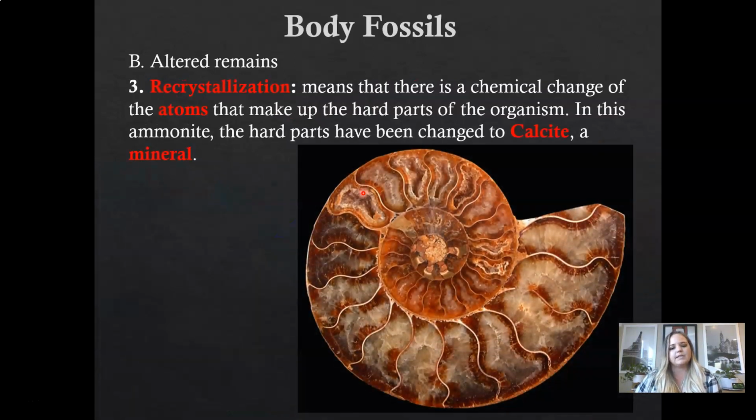So then we have recrystallization, which takes whatever the chemical component of the hard parts was originally of the organism, and it basically recrystallizes. For instance, an ammonite is heavily consistent of calcium carbonate, and when it recrystallizes below ground, it ends up forming calcite. And so you'll see calcite crystals form in some of the void spaces where the ammonite material used to be.